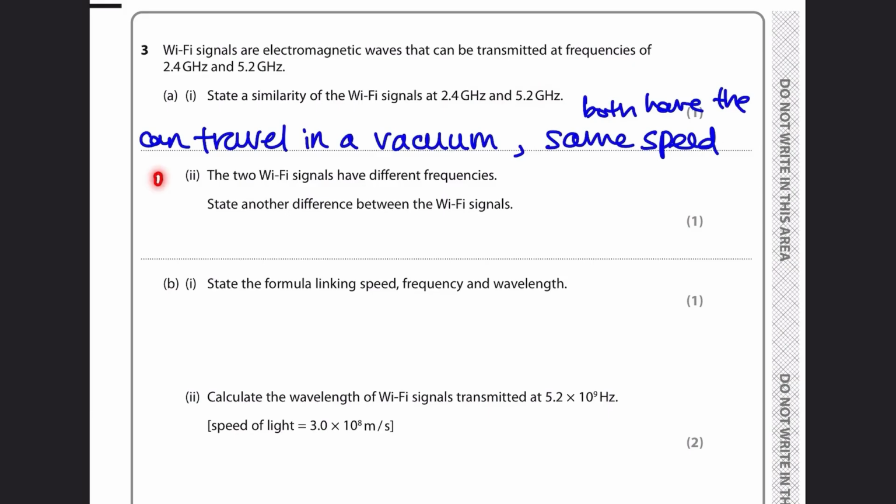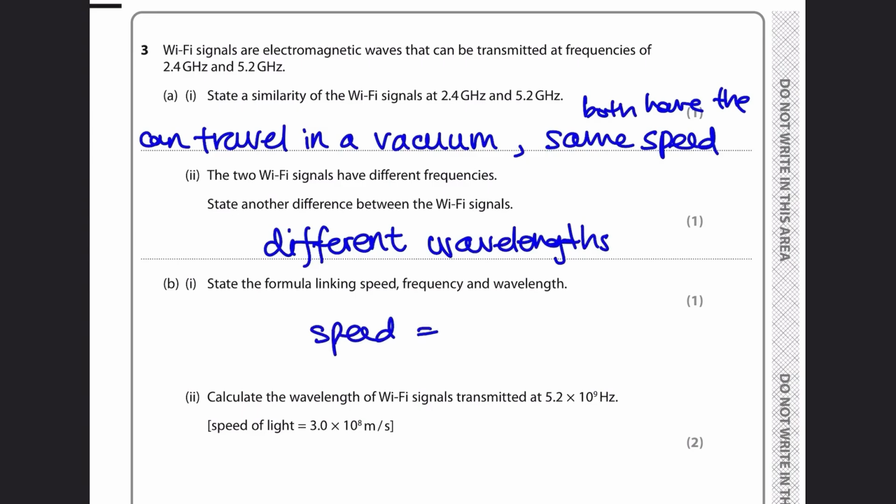Part 2, the 2 Wi-Fi signals have different frequencies. State another difference between the Wi-Fi signals. Since they have the same speed and their frequency is different, that means their wavelength is also different. And if you're not convinced, I'm going to show you in the next question. Different wavelengths. So the next question asks for the formula linking speed, frequency, and wavelength. And that would be speed or velocity equals frequency times wavelength.